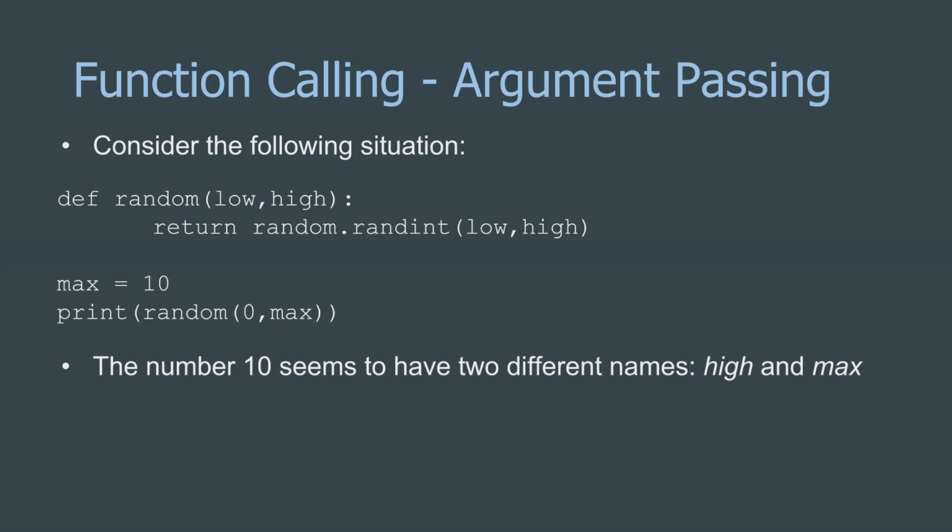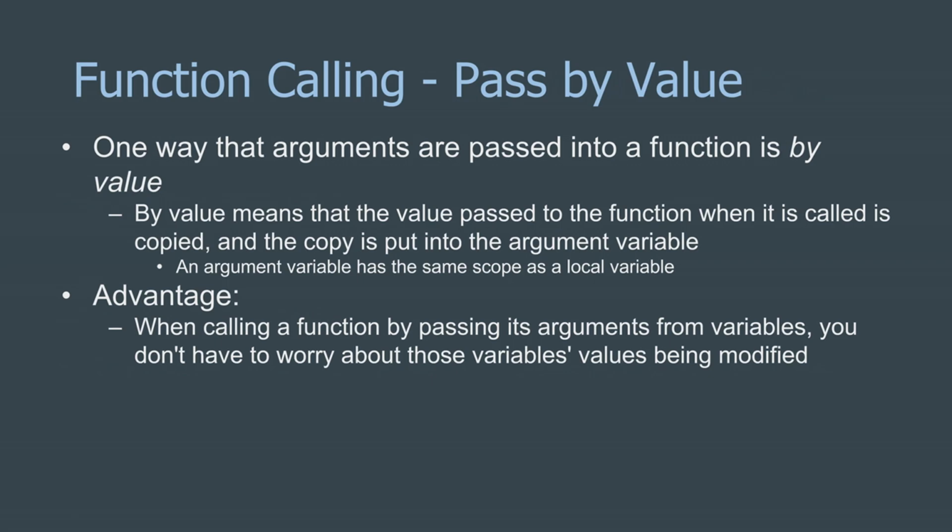The way Python works, because max is being passed by value, it isn't possible for that value to be modified in any way. We can modify the value of high inside the random function, but that's a separate variable from max, so we can't actually change the value of max. So that's a big advantage, and it does mean that your program is a lot easier to trace.